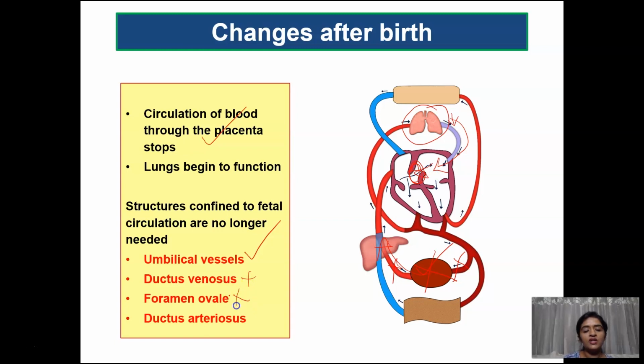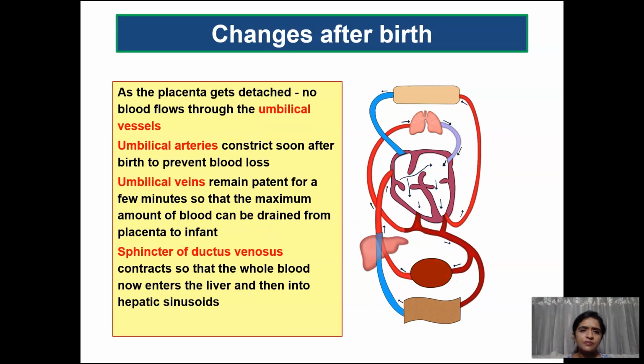So there is no more need for foramen ovale, and the ductus arteriosus, which used to shunt the blood passing through the pulmonary trunk into the descending aorta, is also not needed, because now since the lung is functioning, the major quantity of blood which is passing through the pulmonary trunk should reach lungs for oxygenation, because we are no longer having the placenta for oxygenation purpose. So it is our lungs which we have to depend on. So the ductus arteriosus is also not needed.